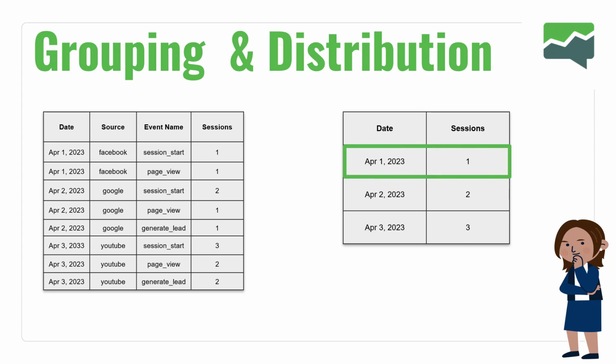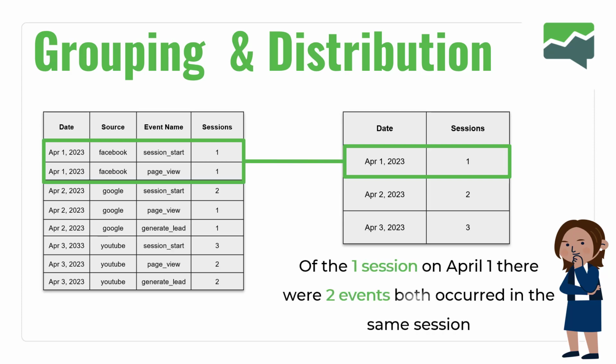In one table, it says on April 1st, you had 1 session. On the other table, it says April 1st, 1 session, but that 1 session is now broken down, as you can see, by 2 events, session start and page view. Those are actually connected. What they show you is that of the 1 session on April 1st, there were 2 events. Both occurred in the same session. So basically, somebody showed up on your site from Facebook, started the session, viewed a page, and left. That's all they did.